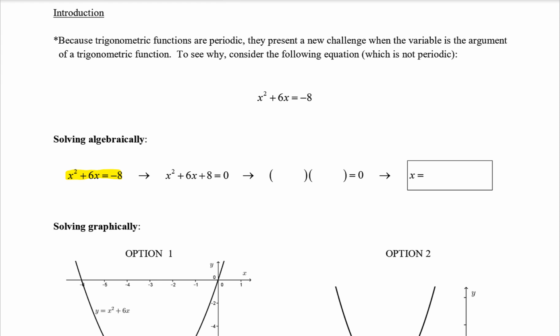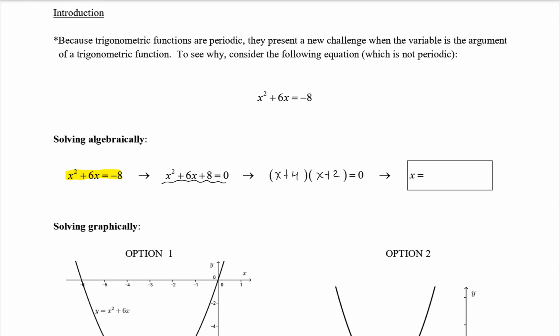In this case, I might try to factor it. It's a quadratic, and quadratics sometimes factor using integers. So I would move everything to one side. Now I have everything on one side, and it equals 0. Then I would attempt to factor that quadratic. X squared plus 6x plus 8 factors into x plus 4 and x plus 2.